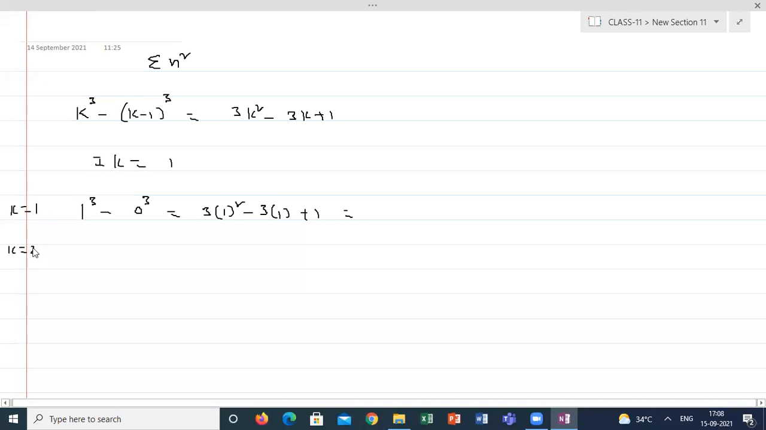If I'm substituting k is equal to 2, what will I get? 2 cube minus 1 cube, equal to 3 into 2 whole square minus 3 into 2 plus 1. When k is equal to 3, I will get 3 cube minus 2 cube, equal to 3 into 3 whole square minus 3 into 3 plus 1.